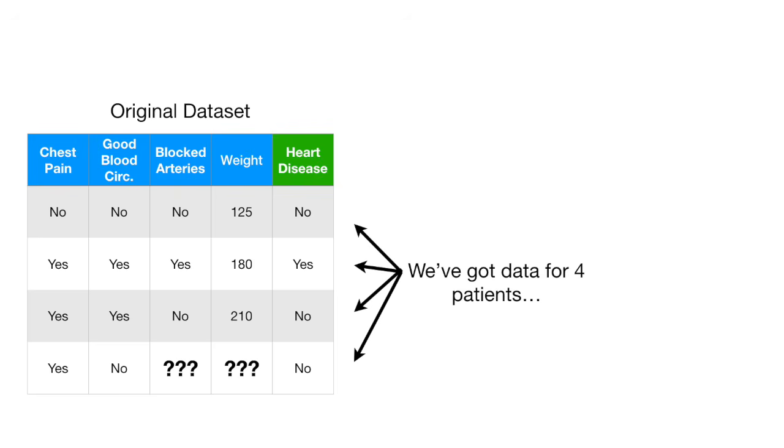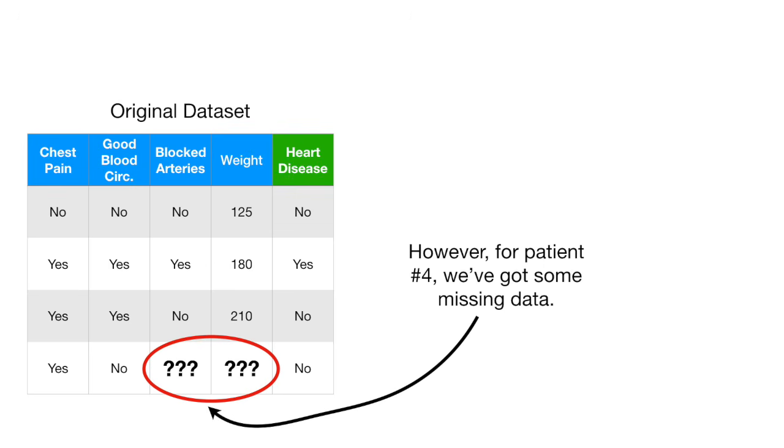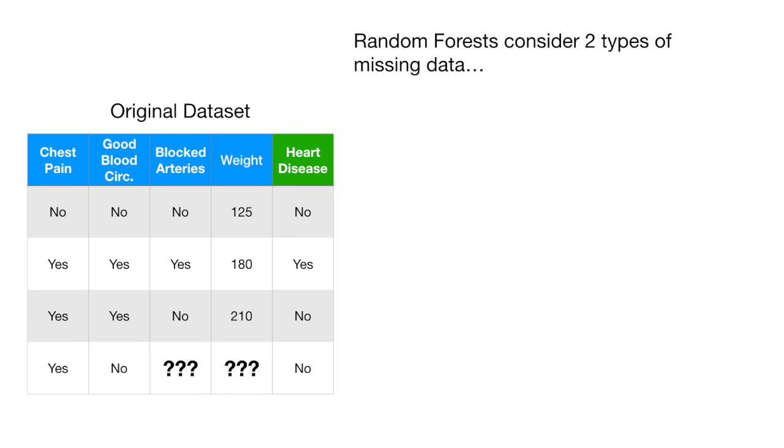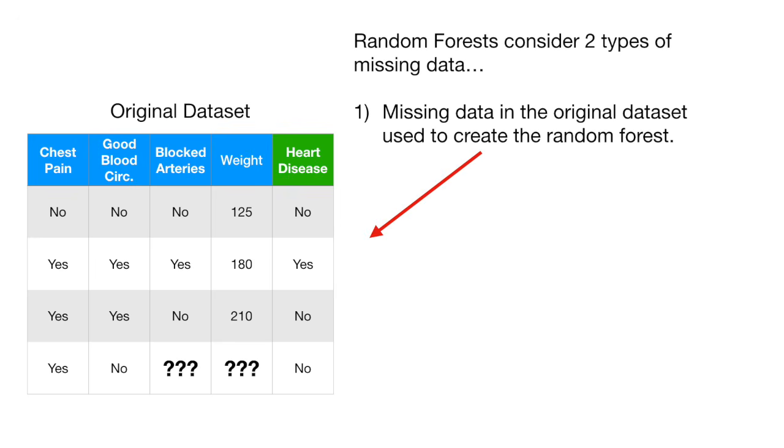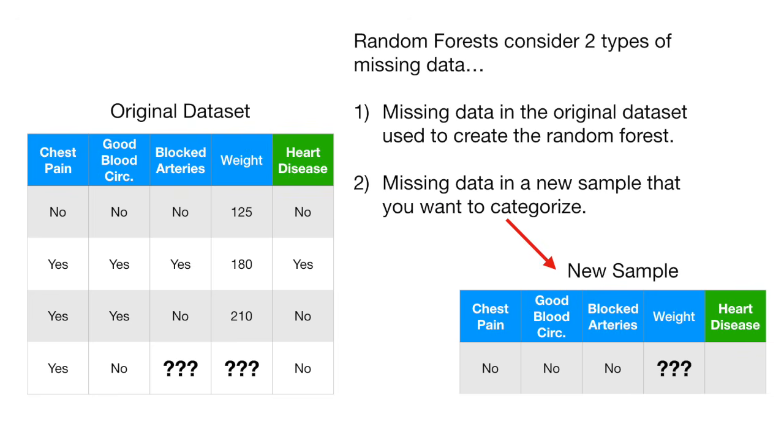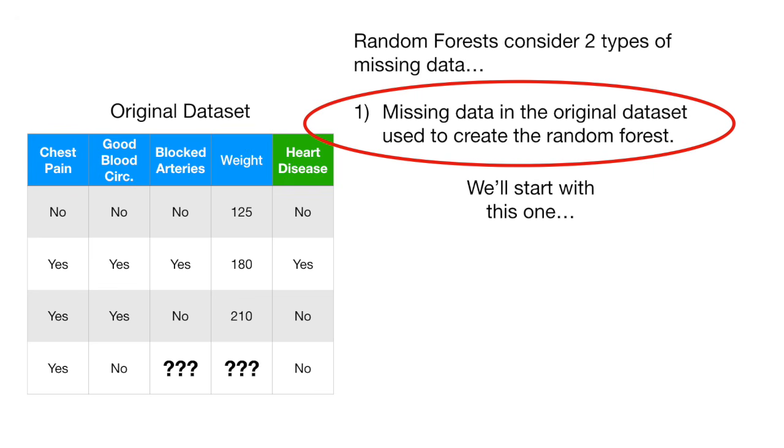We've got data for 4 separate patients. However, for patient number 4, we've got some missing data. Random forests consider 2 types of missing data. 1. Missing data in the original dataset used to create the random forest. And 2. Missing data in a new sample that we want to categorize. We'll start with this one.